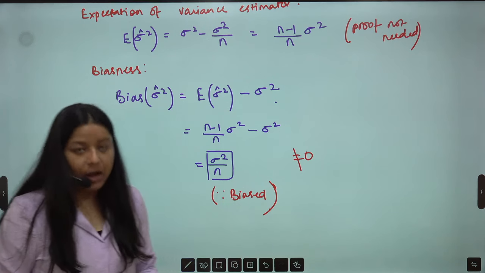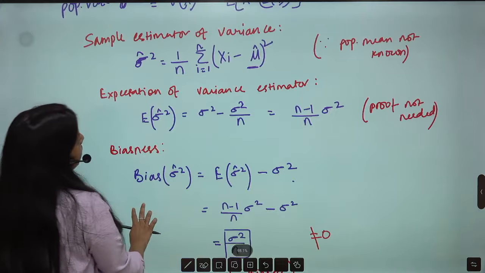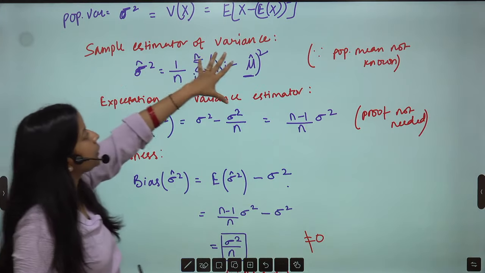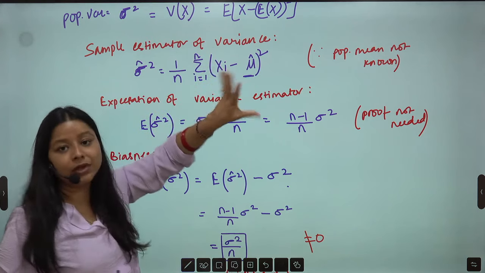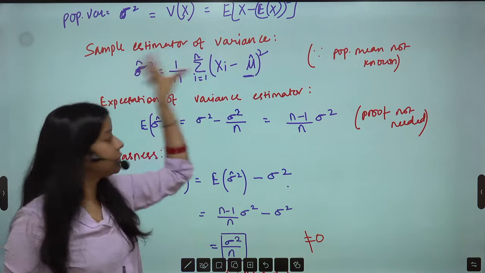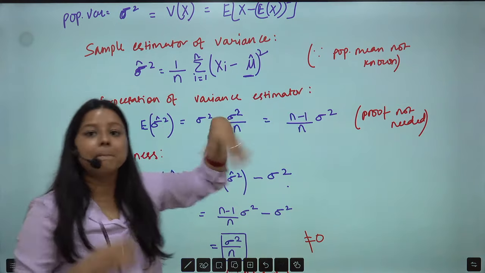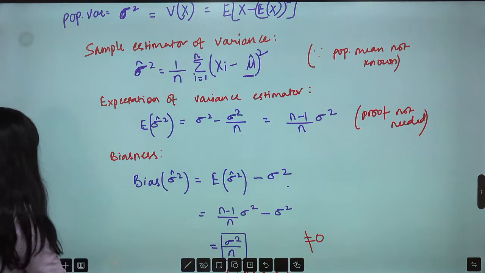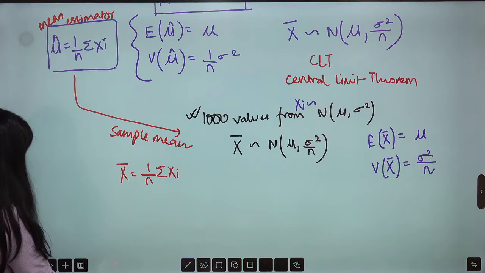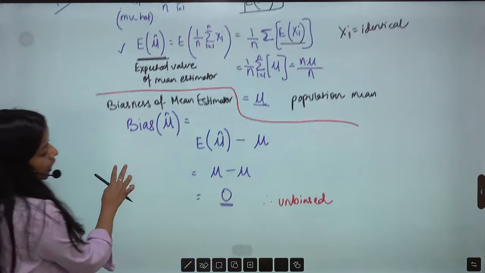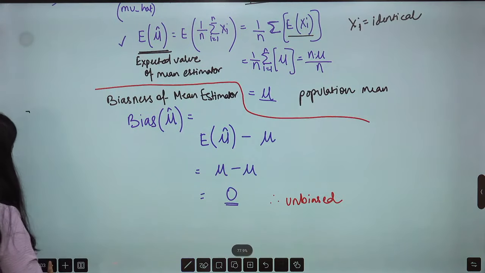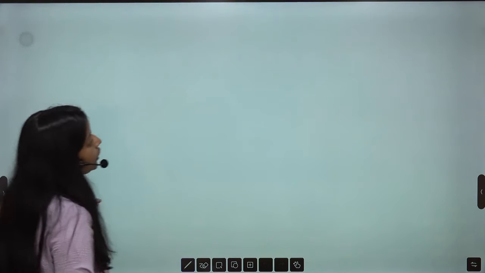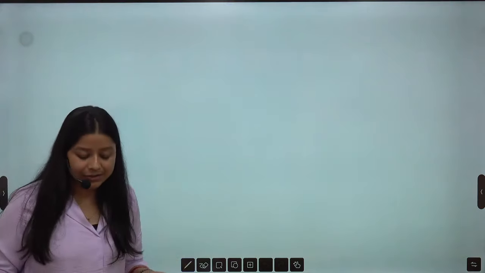Now, if we don't use this, what did you do? You have used this sample estimator of variance. This estimator is giving you a biased answer. In the mean, you got unbiased, but here you are getting a biased estimate. So how can you get an unbiased estimate?